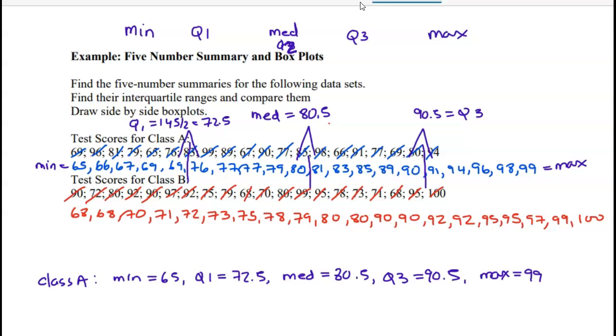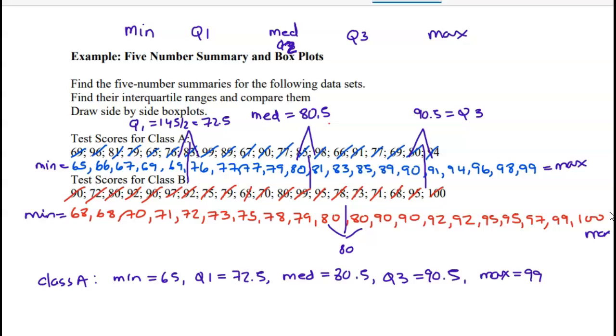Right, so we're going to do the same for class B. Again, we have 20, so we're going to divide them in half first. 1, 2, 3, 4, 5, 6, 7, 8, 9, 10. So halfway between 80 and 80 is 80. So that's the median. Our minimum value is the lowest, and our maximum value is the highest.